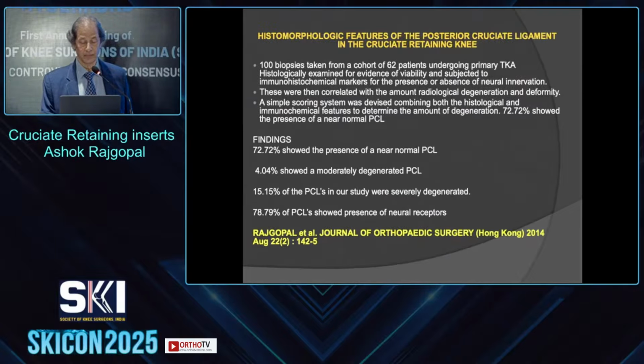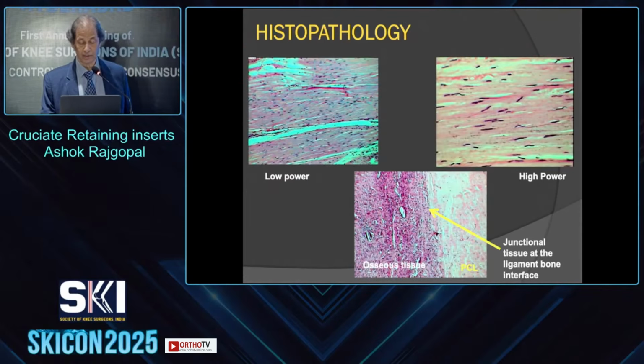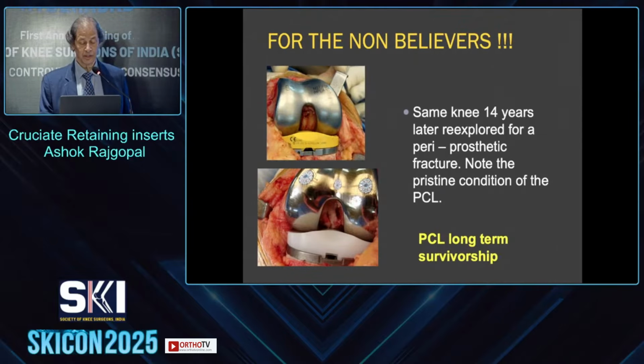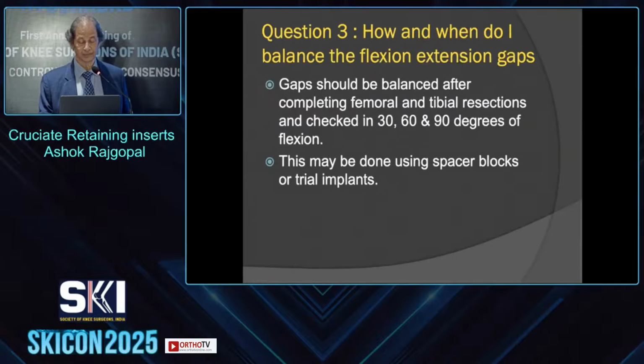We also did histomorphic studies. 72% had near normal PCL and only 15% was severely degenerated. We published this in the Journal of Orthopaedic Surgery in 2014. These are some of the histology that we found: junctional tissue at this ligament bone interface, which shows viable tissues. This is a patient which we did 14 years ago, had re-explored because of a periprosthetic fracture, and we noticed the pristine condition of the PCL.